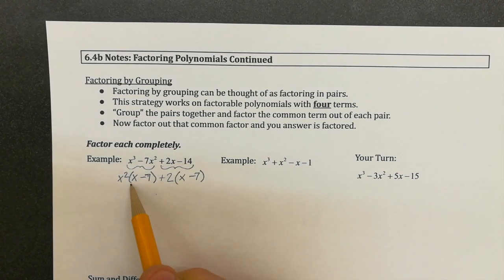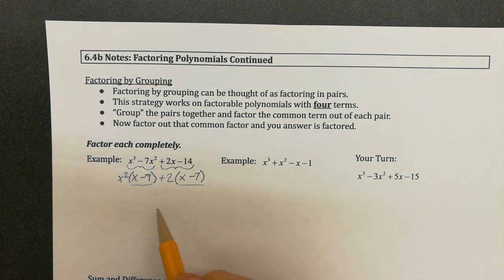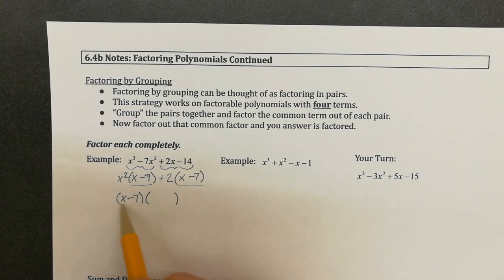You'll notice that we have the same factor here and here, x minus 7. What we can do is we can think of this as one big term, and this as one big term, and now we're going to factor out an x minus 7 out of each of those terms. So what does that look like? Well, I'm going to have an x minus 7 out front, and then what am I left with? What do I have to multiply x minus 7 by to get this? What's missing? Well, x squared is missing, so I need that. What do I need to multiply x minus 7 by to get this? Well, what's missing? 2. So I have plus 2. So there we go. That is factored.